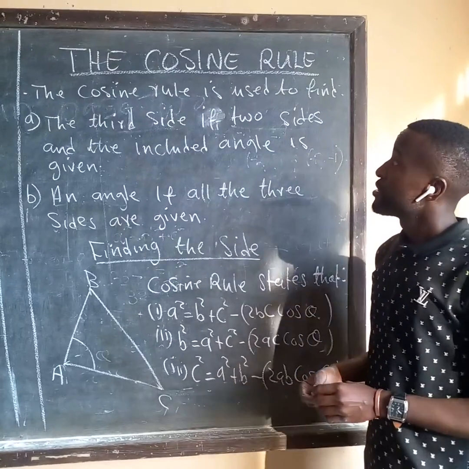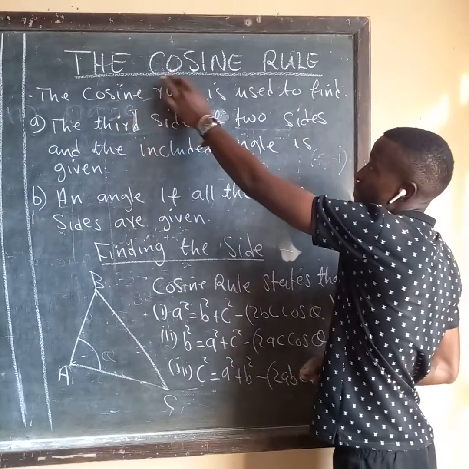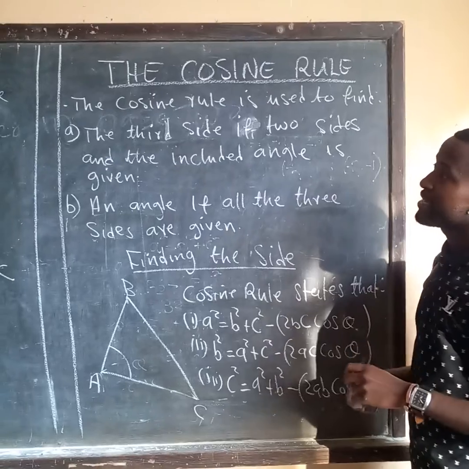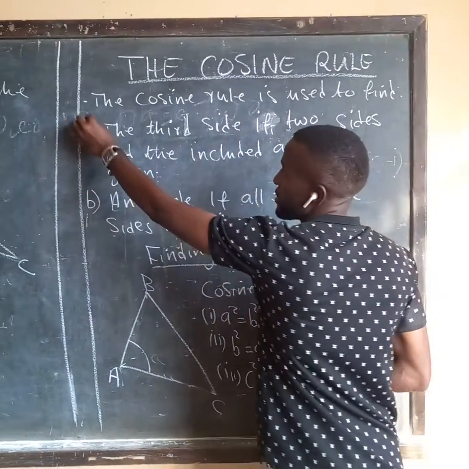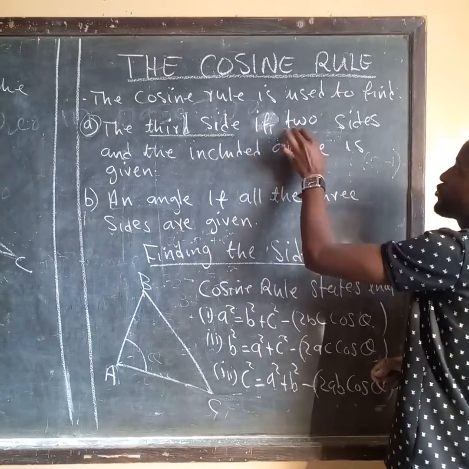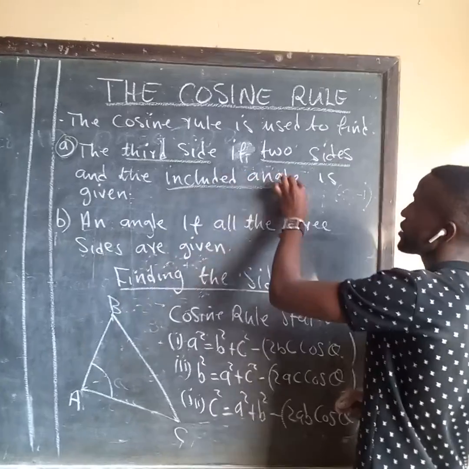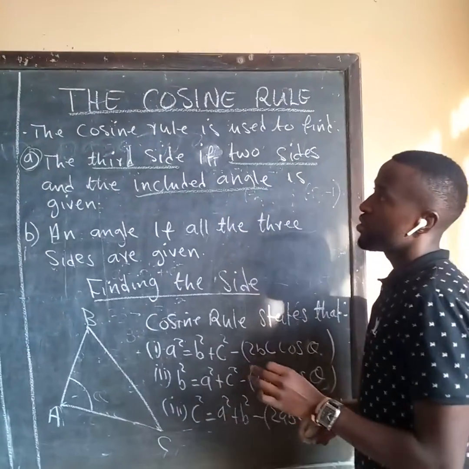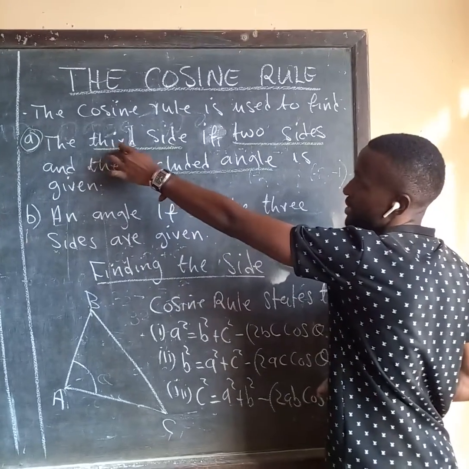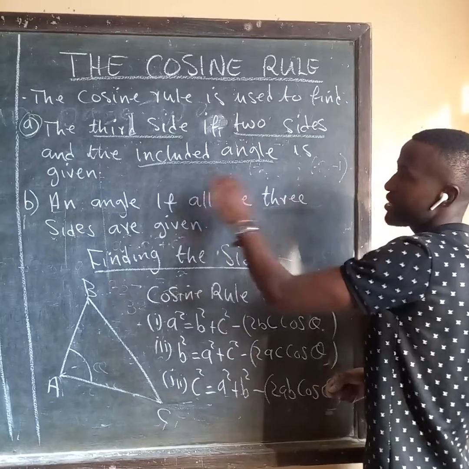In this video, I'm going to talk about the cosine rule. The cosine rule is used to find the third side if two sides and the included angle are given. So when using the cosine rule, you need to know that it is used to find the third side if two sides and the included angle are given.